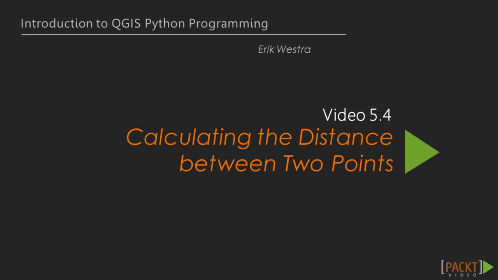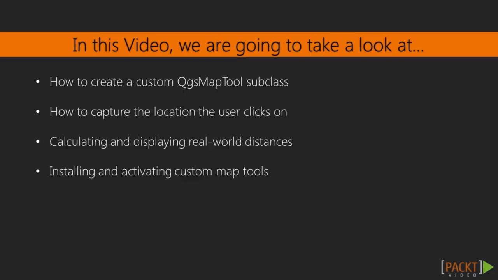In the previous video, we saw how to vary the colors used to draw a map's features by using a categorized symbol renderer or a graduated symbol renderer. In this video, we will learn how to create a custom map tool that lets the user click and drag to identify 2 points, and then calculates and displays the real-world distance between those 2 points. This will show us how map tools work and how to create your own custom behavior that can be installed as a map tool within QGIS.